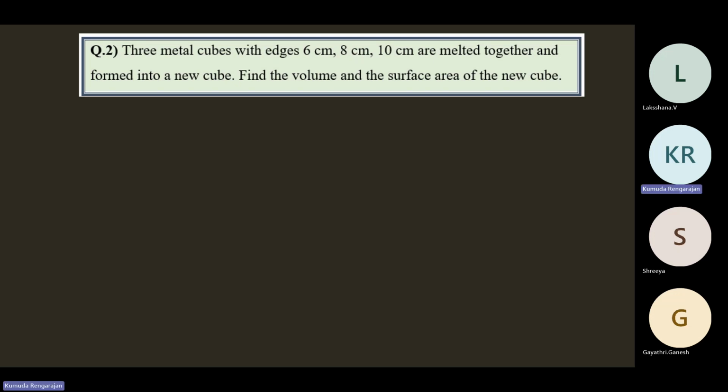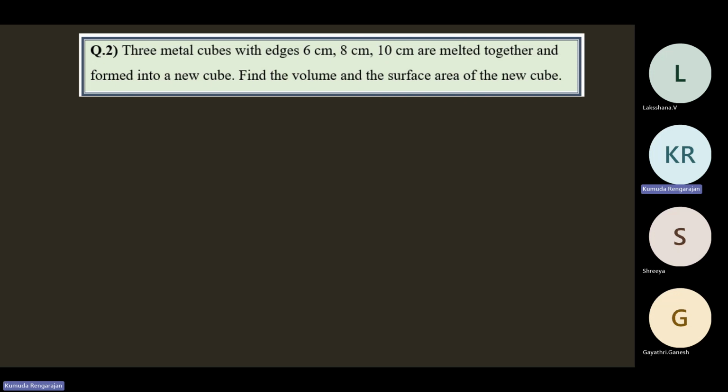When one or more solids are melted and made into a new solid, their volumes will be the same. So what do we have originally? We have 3 cubes. Please listen, online students, we have 3 cubes of different sizes because the edges are 6, 8, and 10. They're all metal cubes. The 3 metal cubes are melted and now formed into a new cube.